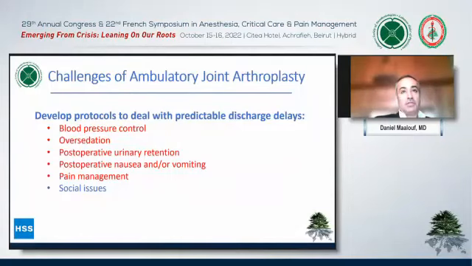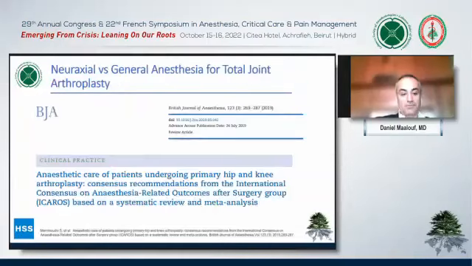And sometimes the challenge can be very simple, like social issues. If the patient's ride does not arrive on time, the patient may not be able to leave. We don't send patients home in a taxi. They have to have an adult with them, an escort to get them home after anesthesia. So as you can see, there are many challenges that we face, but we can play a very significant and important role to make programs like this successful.